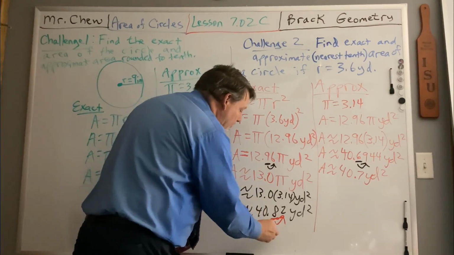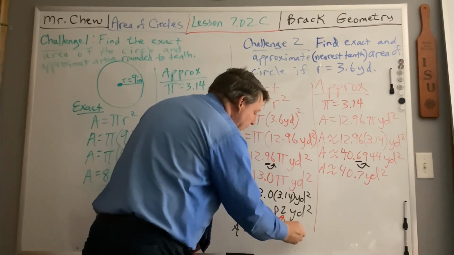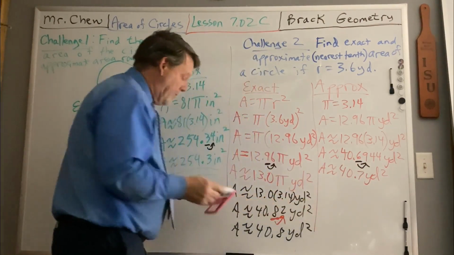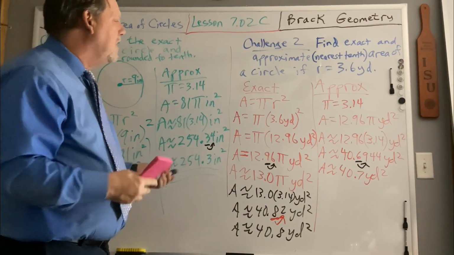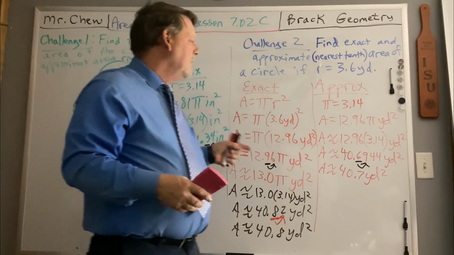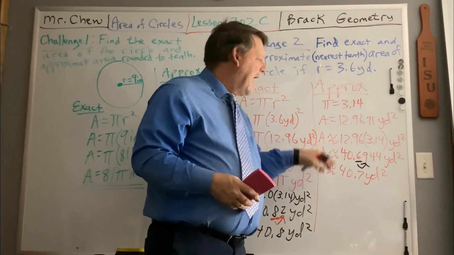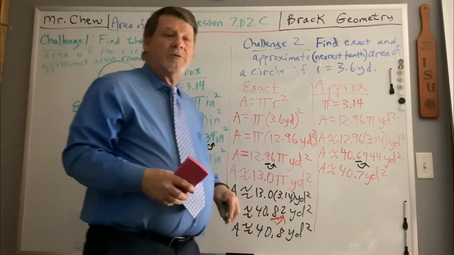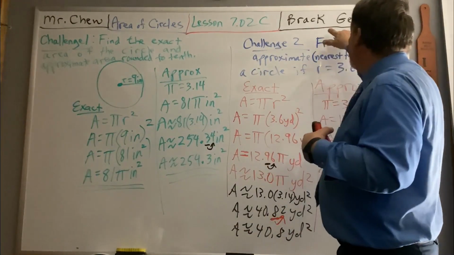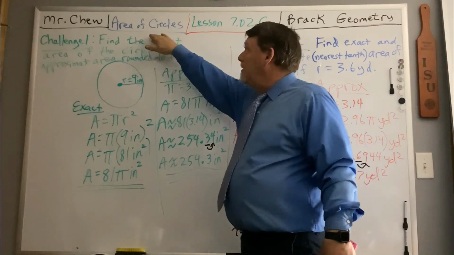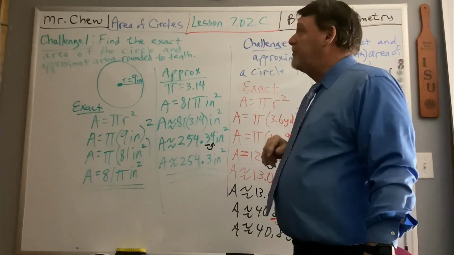So how close were my two answers? They were a tenth apart. Is that a big deal? It is. So you really need to know when you need to round. And I would always round the exact amount. So I'm Mr. Chu. This is Brack geometry, exact and approximate area of circles.